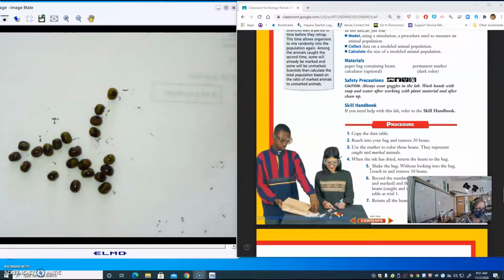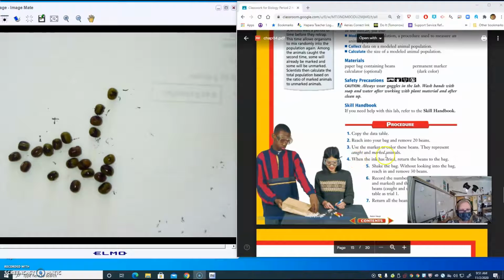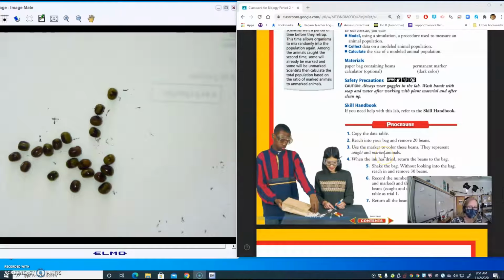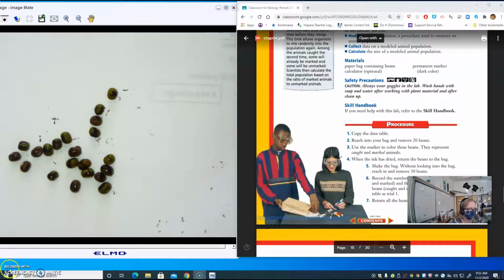All right, so I counted 20. Now these represent the animals, like the fish or whatever other animals we caught and tagged or marked in some way. All right, and then I'm going to return the beans to the bag after the ink dries in a minute and shake it, and I'm going to take out 30 more beans.